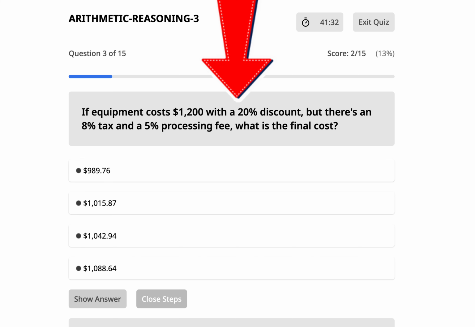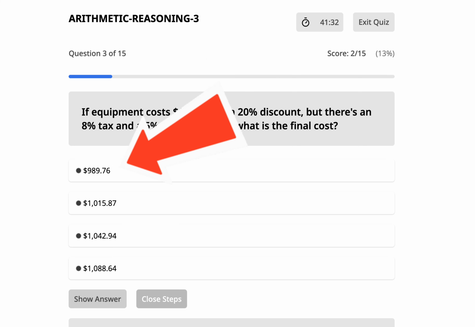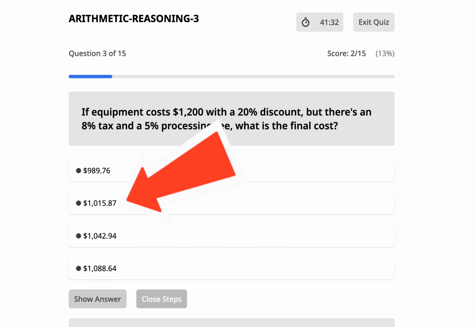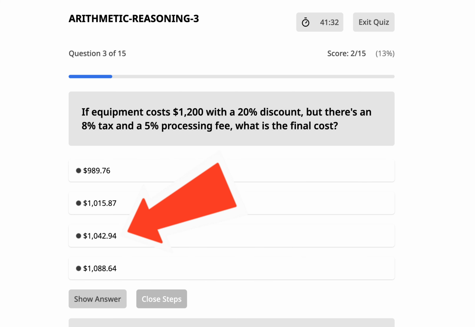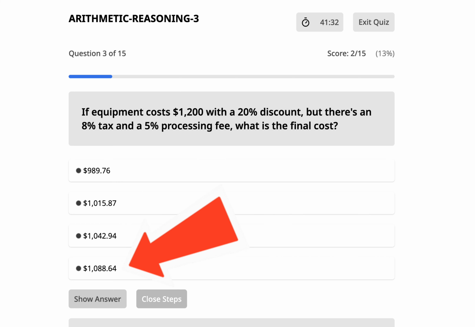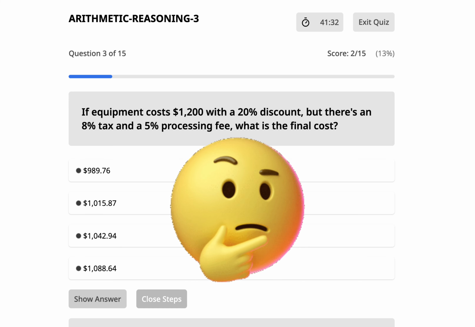If equipment costs $1,200 with a 20% discount, but there's an 8% tax and a 5% processing fee, what is the final cost? A. $989.76. B. $1,015.87. C. $1,042.94. Or D. $1,088.64.